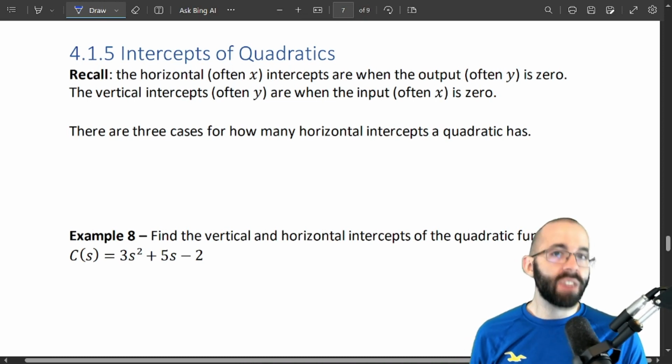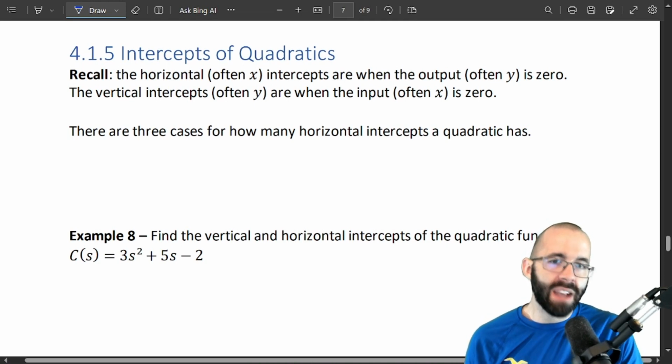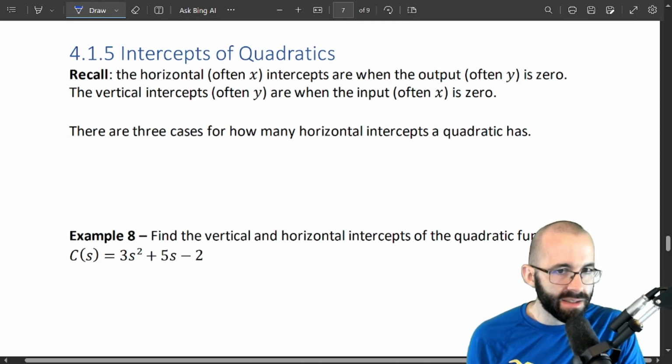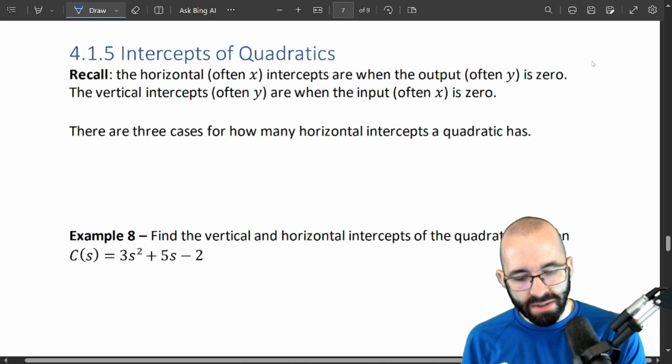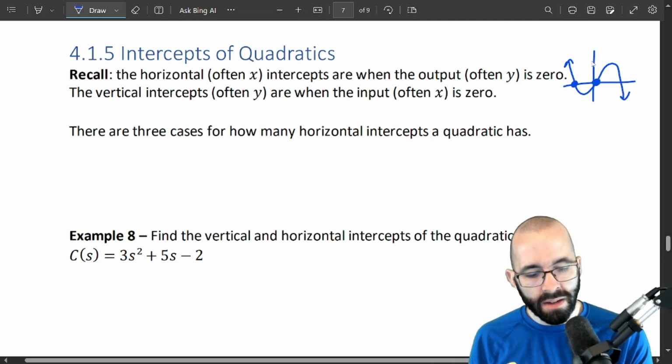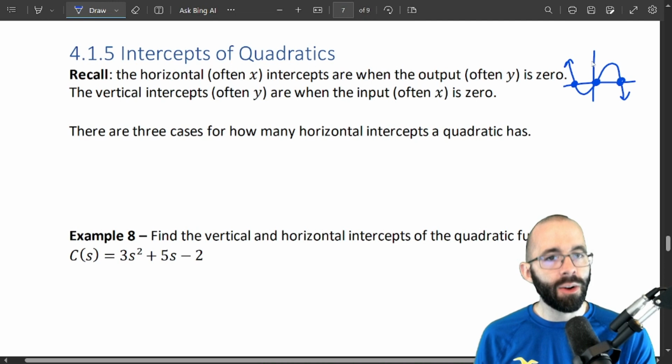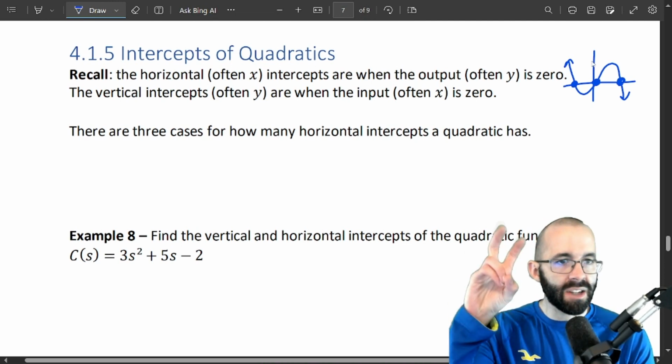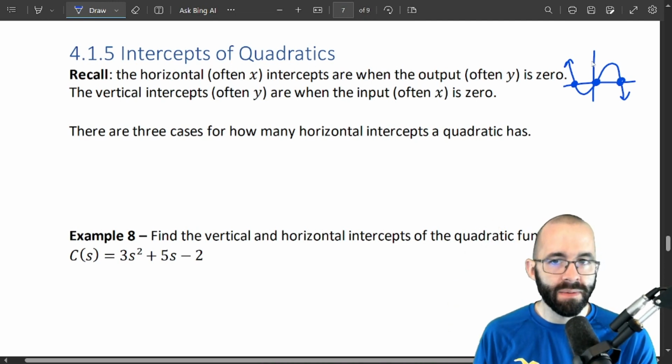So remember the horizontal intercepts, we usually think about them as x-intercepts, but it doesn't have to be x. The horizontal intercepts are when the output is 0, right? If I have some function, horizontal intercepts are these 3 points, when the function output is 0. A lot of times that's y equals 0, but it doesn't have to be.